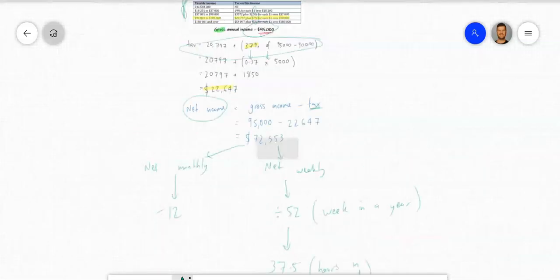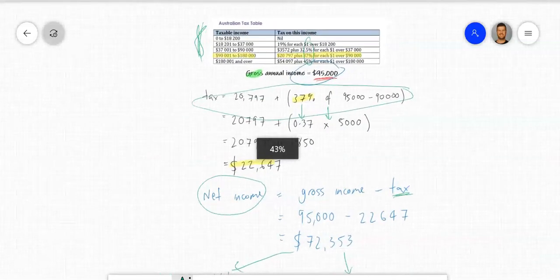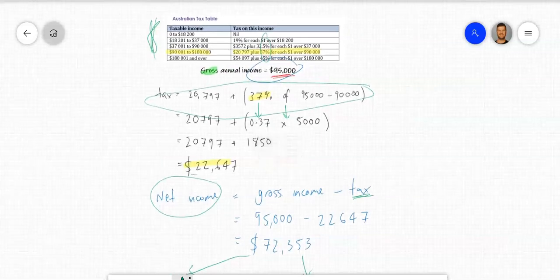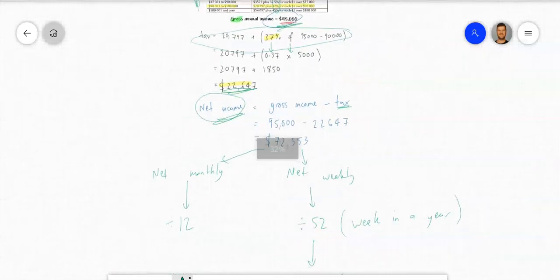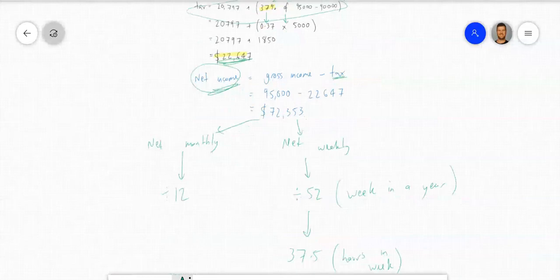But the idea of this video was really just to show you how to calculate tax payable on a gross income. And then if you want to work out net income, subtract from your gross income. And then, if you need to work out monthly amounts, weekly amounts, again, take it that extra step.